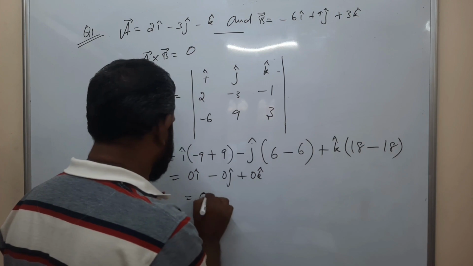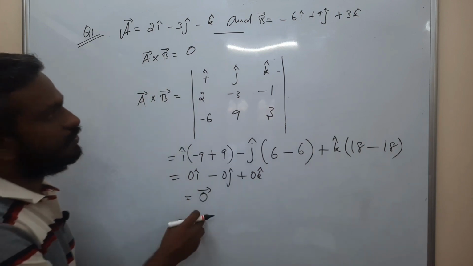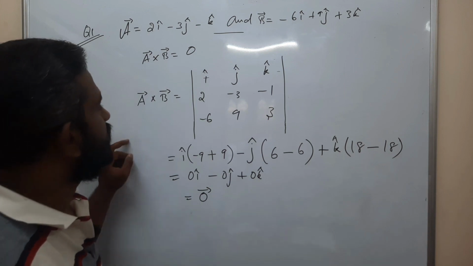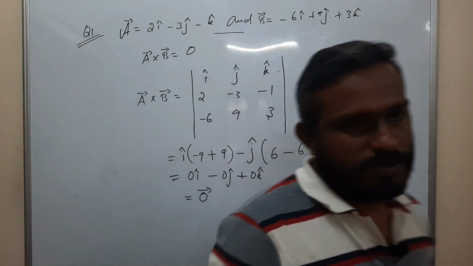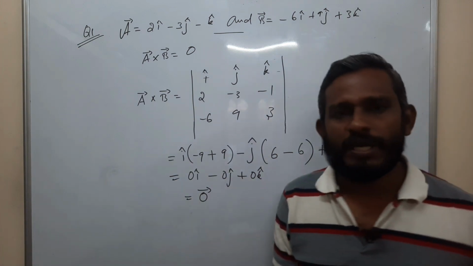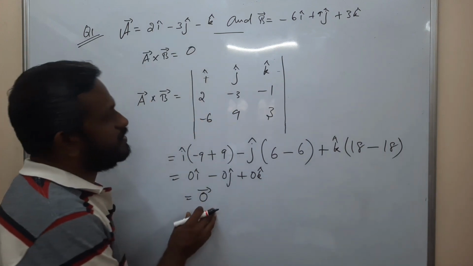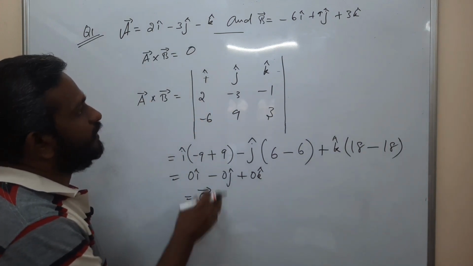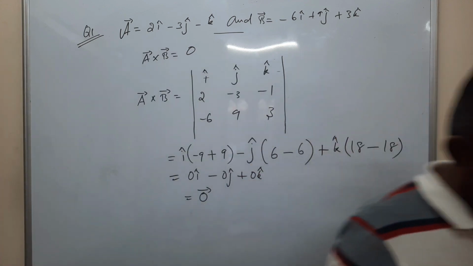That is equal to the null vector. So a vector cross b vector is equal to 0. We have studied that if two vectors are parallel or anti-parallel, the cross product is equal to 0. So we get the cross product equal to 0, and therefore we can say that a vector and b vector are parallel.